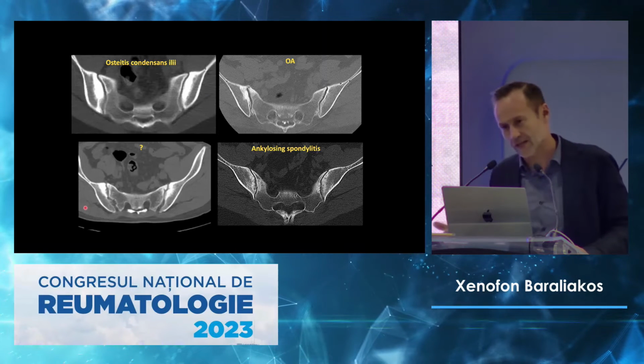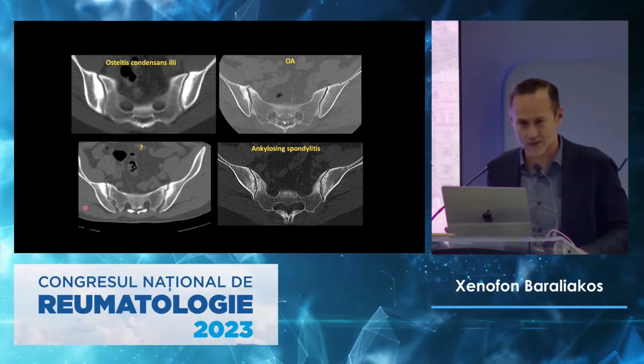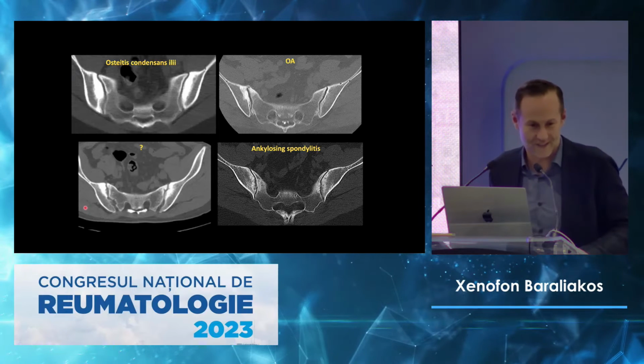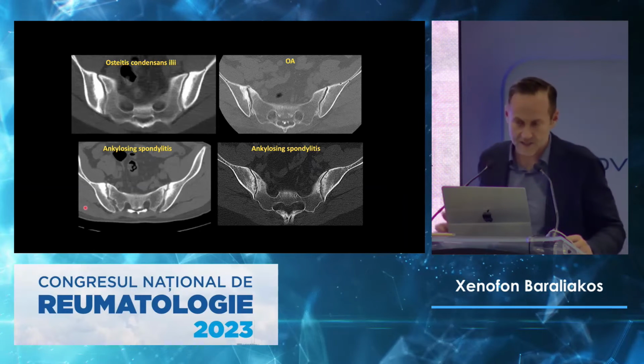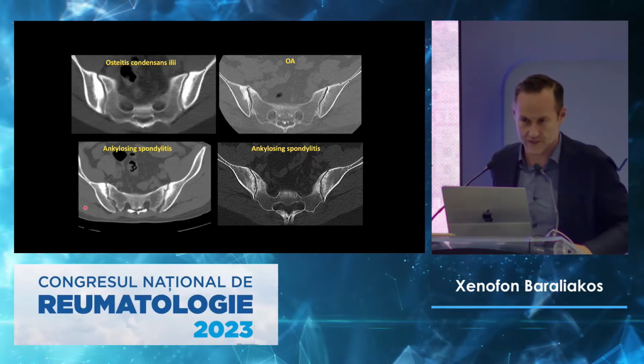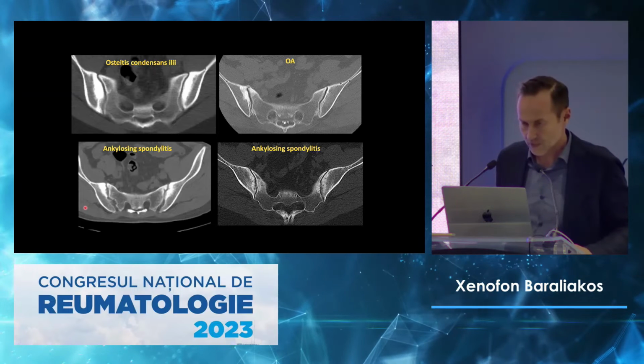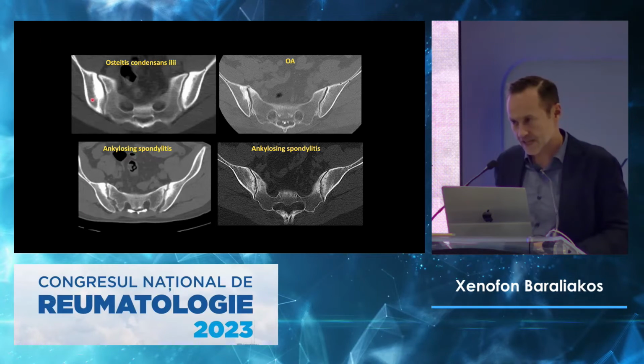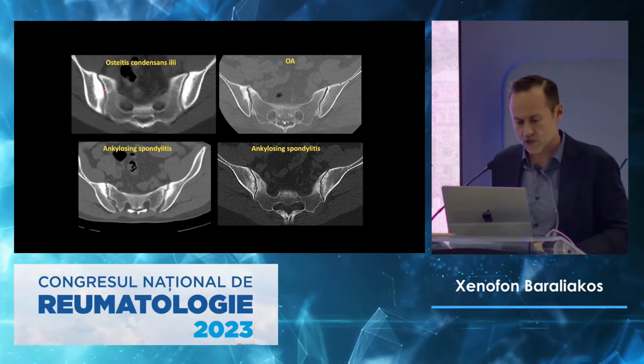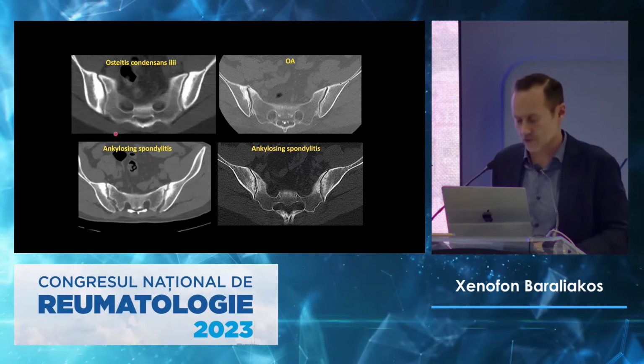Who can be an AS patient with osteoarthritis on the condensans and degenerative changes. In fact, this is a typical case of ankylosing spondylitis. Okay? So pay attention. In X-rays, the same for CTs, the same for MRIs. The joint line and the joint space are important.